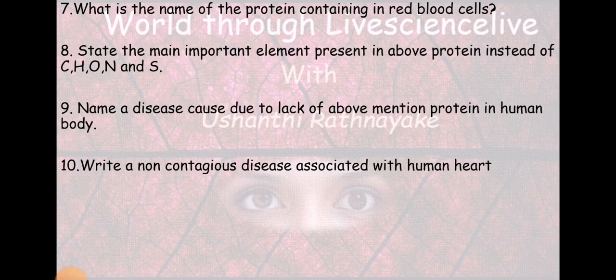What is the name of the protein contained in red blood cells? You know this protein because it's a really common protein in human blood. We call it hemoglobin. State the main important element present in the above protein instead of carbon, hydrogen, oxygen, nitrogen, and sulfur. So, children, carbon, hydrogen, oxygen, nitrogen, and sometimes sulfur are the main elements contained in any protein. So, instead of these elements, hemoglobin has an important element, that is iron.